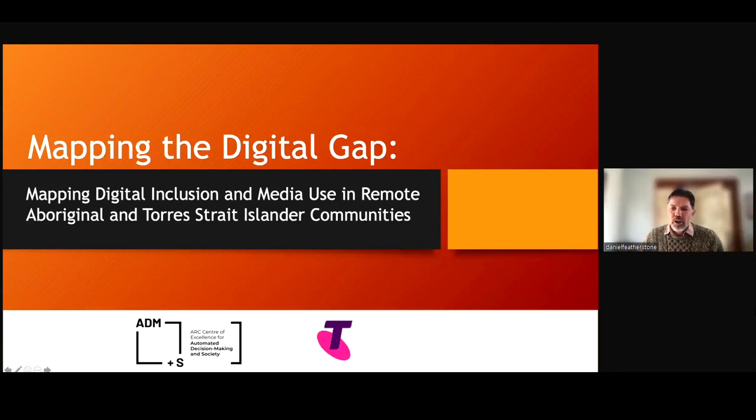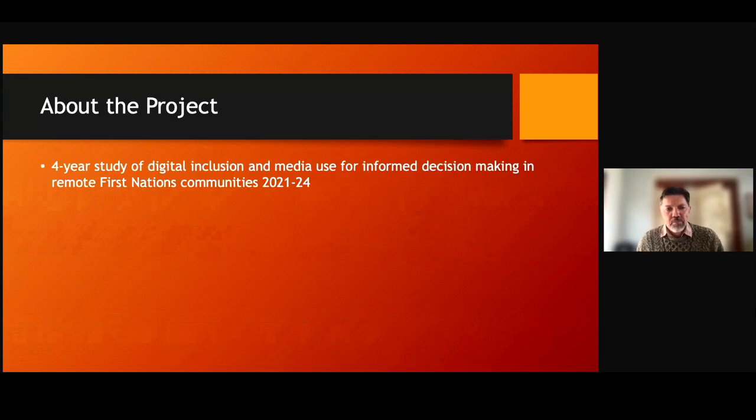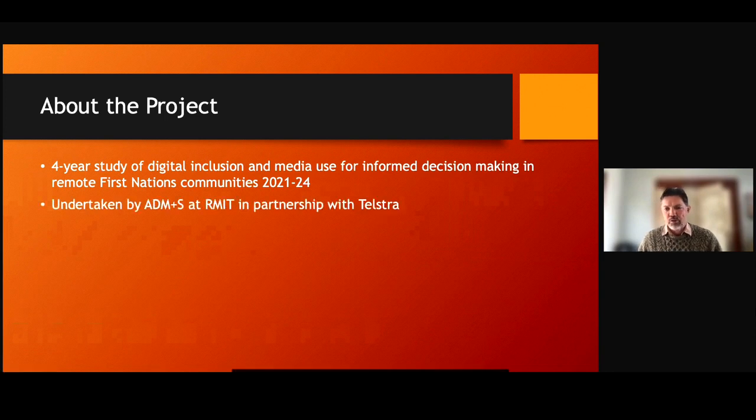So this project started earlier this year, in about April. We're calling it Mapping the Digital Gap. The broader name is Mapping Digital Inclusion and Media Use for Informed Decision Making in Remote Aboriginal and Torres Strait Islander Communities. It's a 4-year project to study digital inclusion. We aren't able to go to communities all around the country, so we've been looking at 10 particular communities. The project is being undertaken through the ADM+S at RMIT, in partnership with Telstra, who also fund the Australian Digital Inclusion Index. This project has really grown out of the lack of data specifically in remote communities within the index.